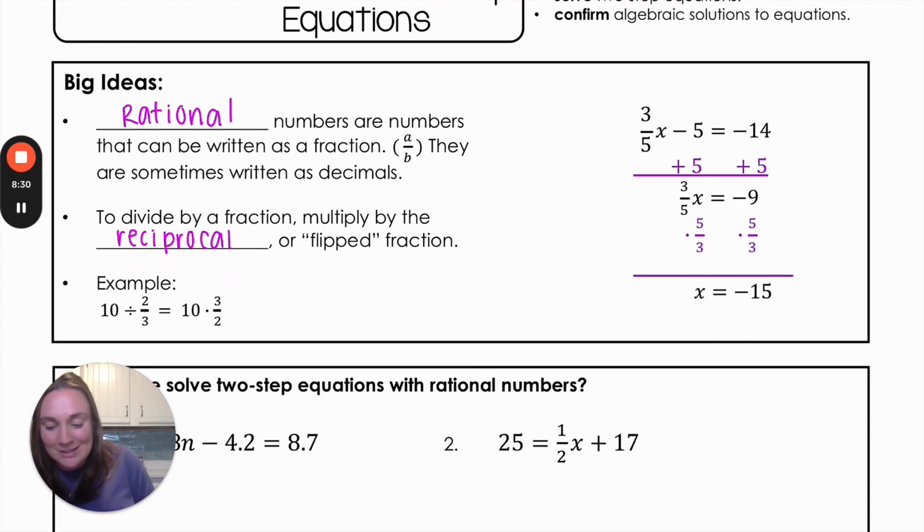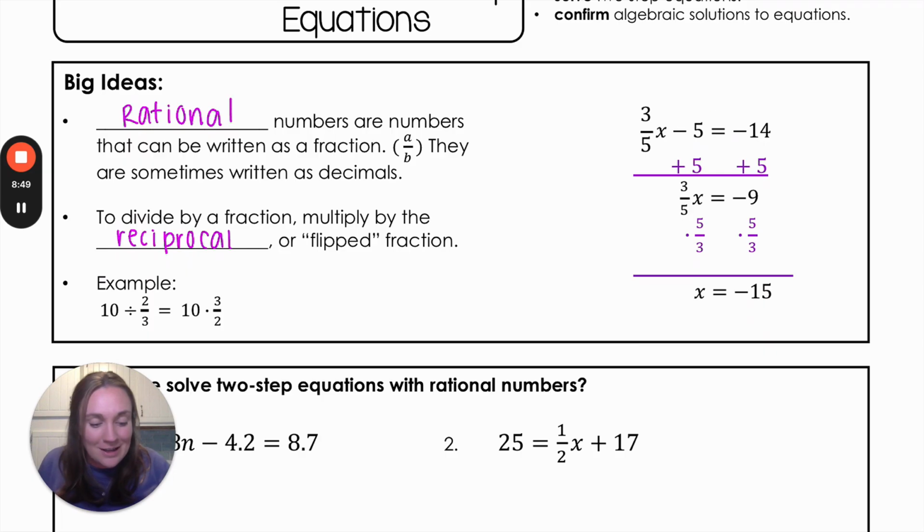So if I'm doing 10 divided by 2/3, I'm really going to be doing 10 multiplied by that reciprocal. The reciprocal of 2/3 is 3/2. So 10 divided by 2/3 and 10 times 3/2 are the same thing. Let's take a look at what this looks like in our equation.